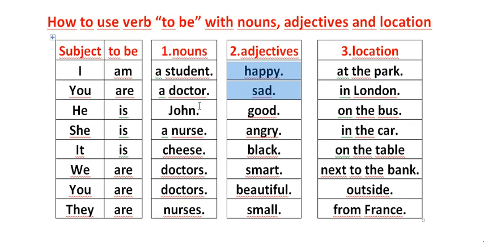And what else we using the to be verb? The third one, the location. So we just wanna say where is the subject, right? I. Where am I? I am at the park. Where are you? You are in London. Where is he? He is on the bus. She is in the car. It is on the table. We are next to the bank. You are outside. They are from France. So we're just talking about the location of the subject. So there are three places we use verb to be.